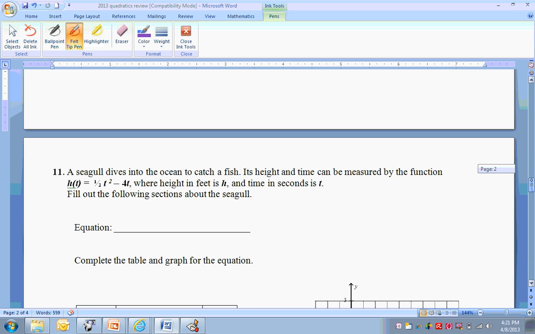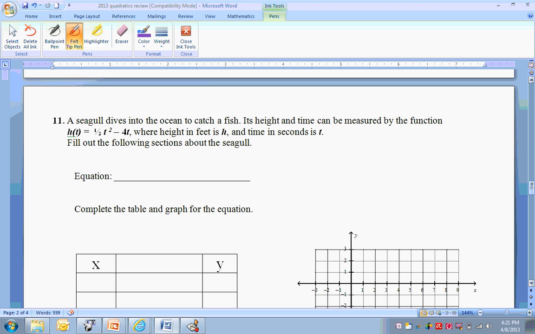Alrighty, let's move on to our seagull problem. It says a seagull dives into the ocean to catch a fish, and its height and time can be measured by the function h of t equals 1/2 t squared minus 4t. Again, h is our height and t is our time in seconds. Well, the equation's given to us in the problem. It's h of t equals 1/2 t squared minus 4t. And they want us to complete the table and graph for the equation.